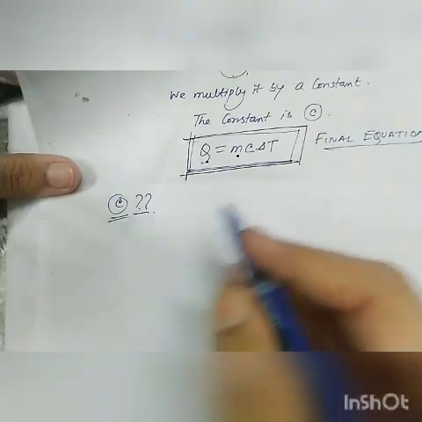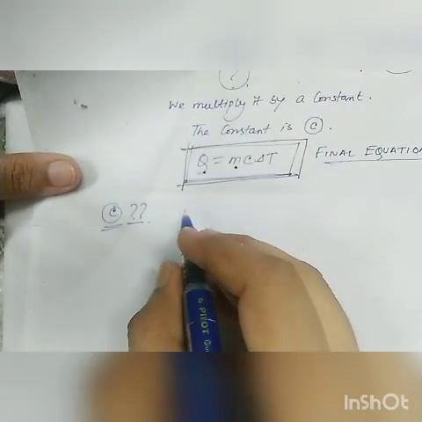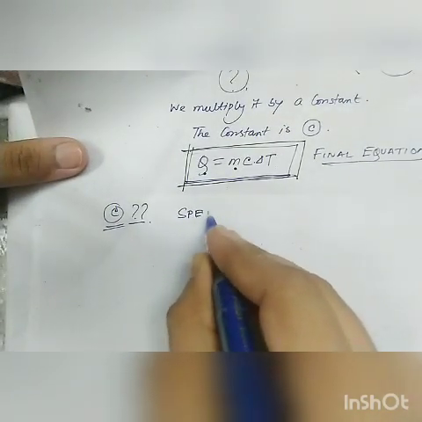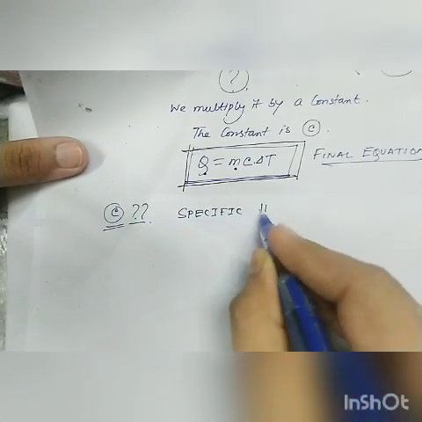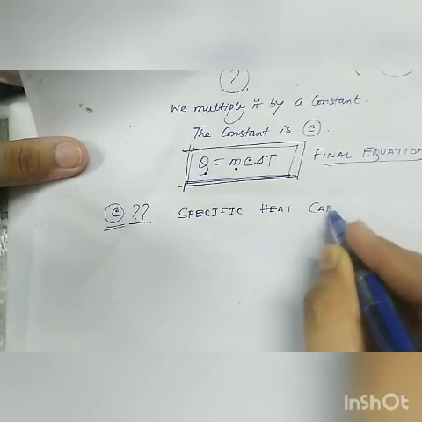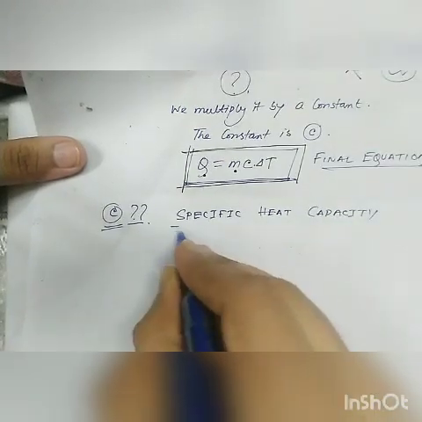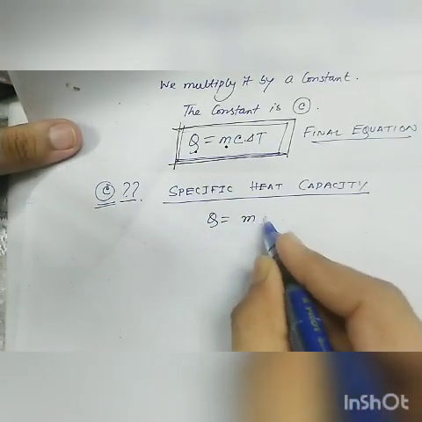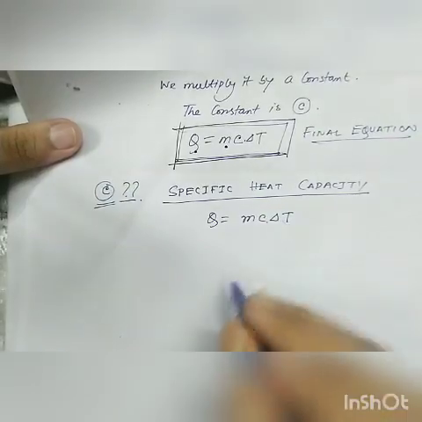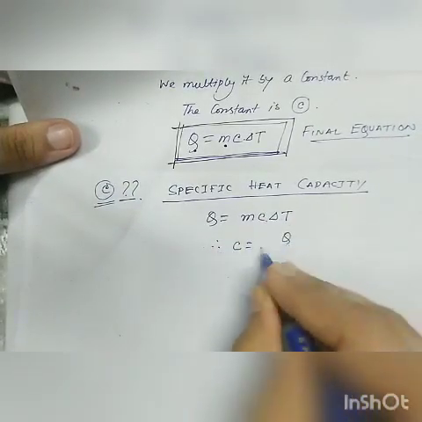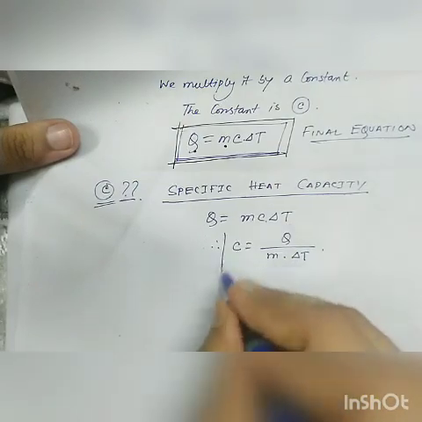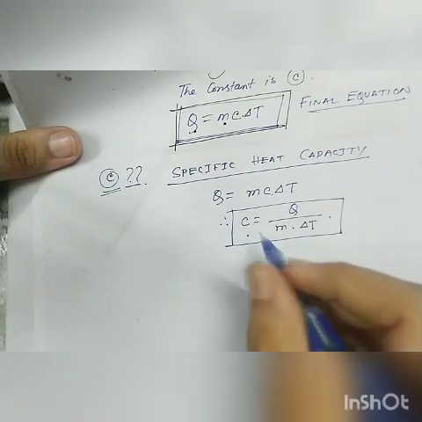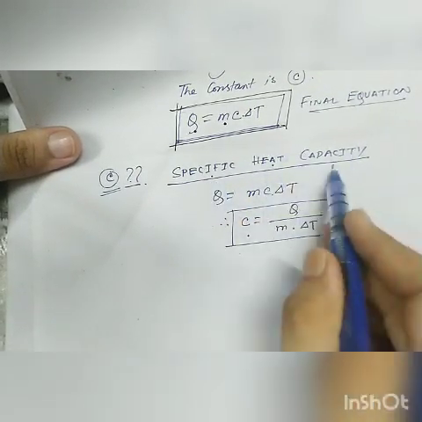This C is a physical quantity which is called specific heat capacity. It will be more clear if I break its equation. Now Q equals mc delta T, we just got here. So what is C? Q by M into delta T. That's the equation for C, which I call specific heat capacity.